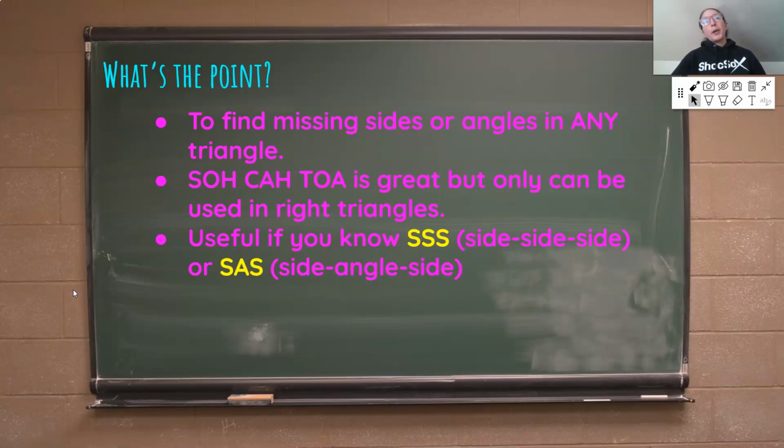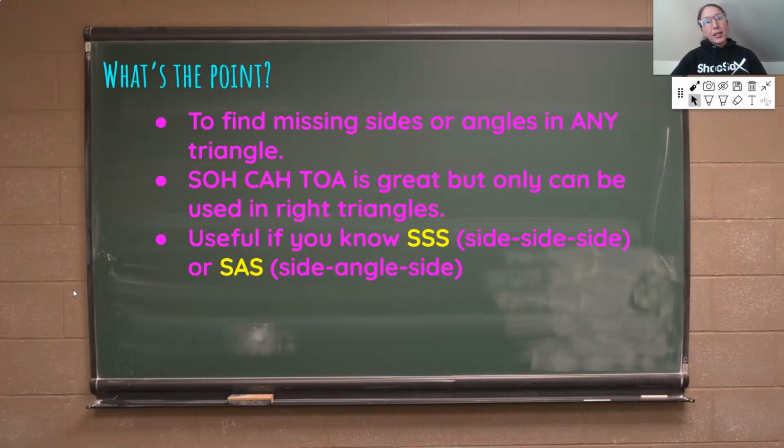So again, what's the point? If you watched the law of sines video, law of sines and law of cosines kind of cover your bases when you have missing sides or missing angles in a triangle that's not a right triangle. Because if it's a right triangle, SOHCAHTOA will take care of you, the opposite over hypotenuse and all of that. But in a non-right triangle, this isn't applicable, so we need something else.